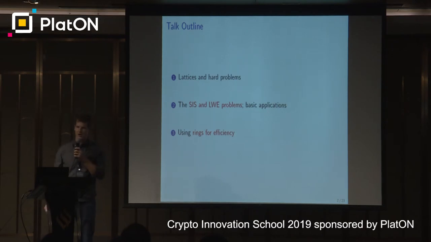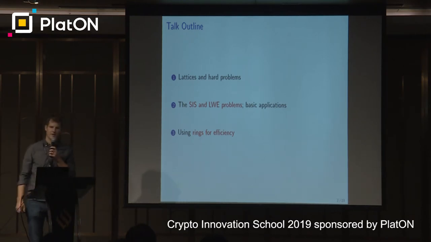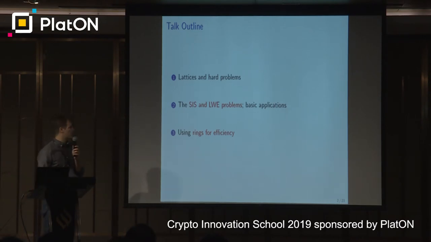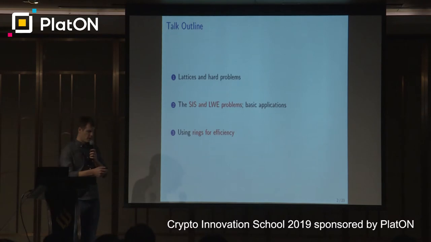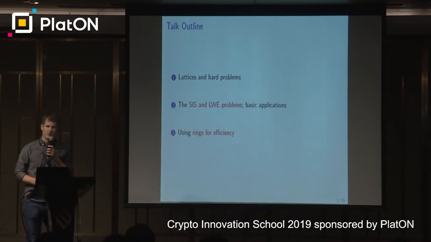So the outline of the talk is there are three main parts that we will discuss. First, I will tell you a bit about lattices, what are they mathematically, and what are some of the hard problems that we define on lattices. And then the bulk of the talk will be about the so-called short integer solution, or SIS, and learning with errors problems, or LWE, and some of their basic cryptographic applications and constructions of crypto systems based on these two problems. And these two problems have become really central to lattice-based cryptography. Almost everything in lattices is now based on, at least in modern times, these two problems. And then in the third part, I'll discuss a little bit about using what are called rings to make the crypto systems even more efficient while still seemingly preserving their security.